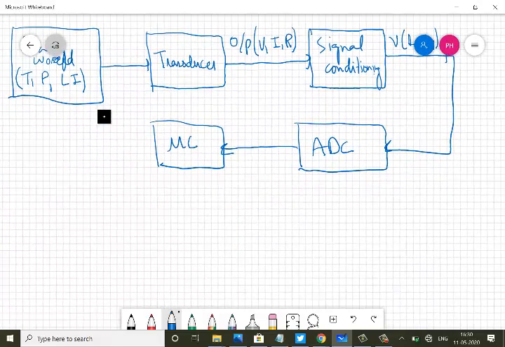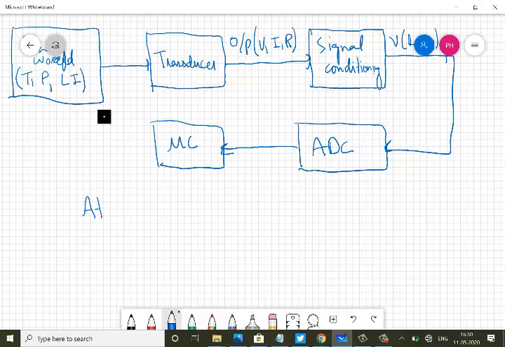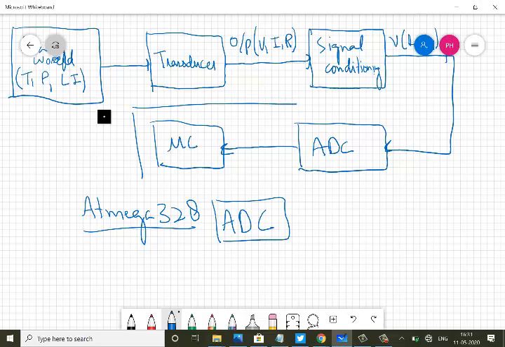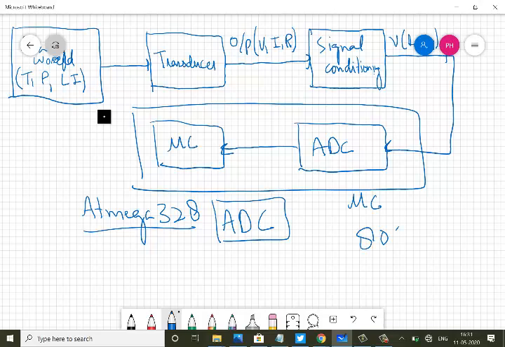Most of the modern microcontrollers like Atmega 328, most of the microcontrollers we use today in actual projects in day-to-day life, have an inbuilt ADC. So then this whole block becomes one, and this is the microcontroller. But in case of 8051, we don't have any inbuilt ADC. So whenever we need to interface a sensor with a microcontroller, we need to incorporate an ADC in between the transducer and the microcontroller, apart from the signal conditioning block.